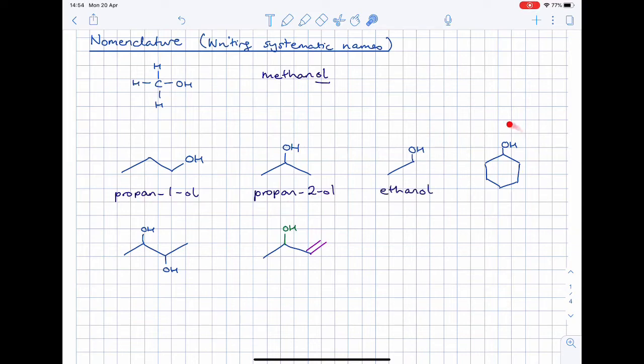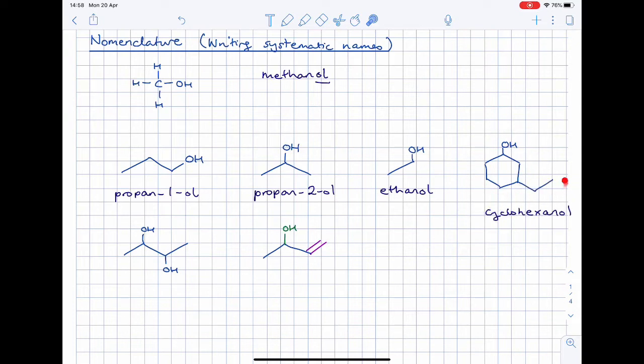So here we got a cyclic alcohol, and its parent alkane is cyclohexane. So we start with cyclohexane. We take the E off the alkane and replace it with OL. We don't need a position number because there's only one OH group and there's no other functional groups on this compound. So this is cyclohexanol.